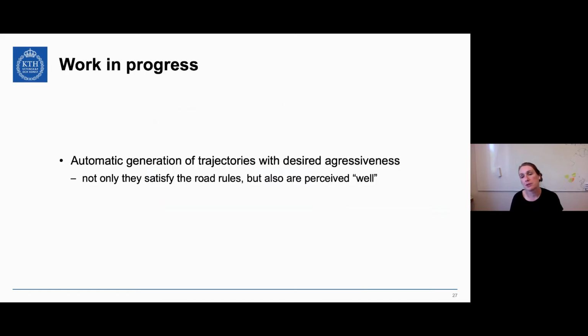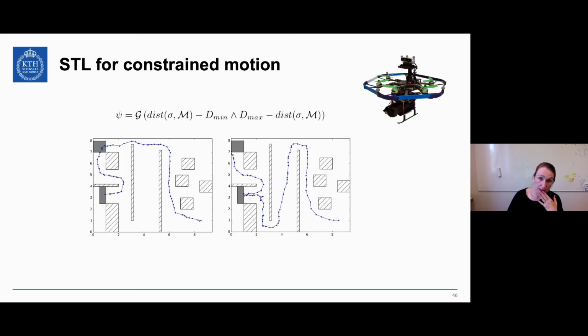And currently we are working on actually designing these trajectories with the desired aggressiveness level, so that we not only satisfy the road rules as much as we can, but we also perceive the behavior of the autonomous vehicle as good. It's perceived well by people who are around it. Okay, so that was on the autonomous driving.